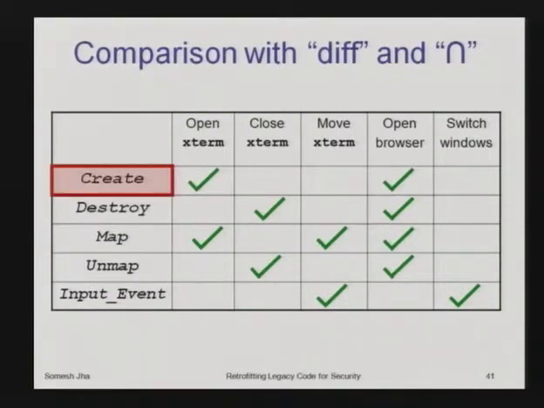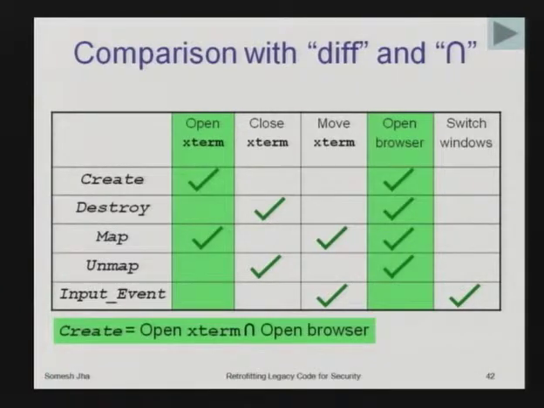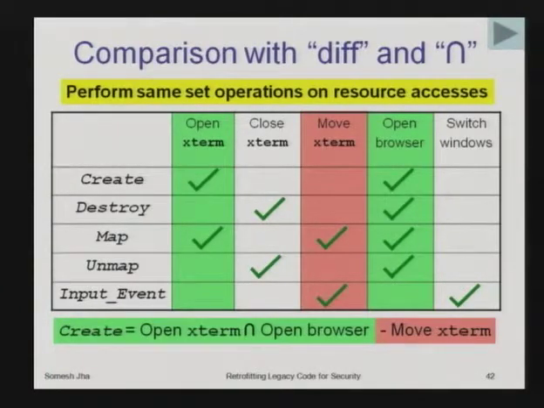So what can I do? If I now intersect these two traces, thinking of them as sets, then this one is still in there, but if I subtract the trace for the other operation, then the only thing left should be create. Think about this as a set: create, map, you union with this, subtract this. The only singleton set left should be create. So if I take the trace corresponding to opening an xterm, intersect it with the trace corresponding to opening a browser, and subtract the trace corresponding to moving an xterm, I will get essentially a localized trace for create.